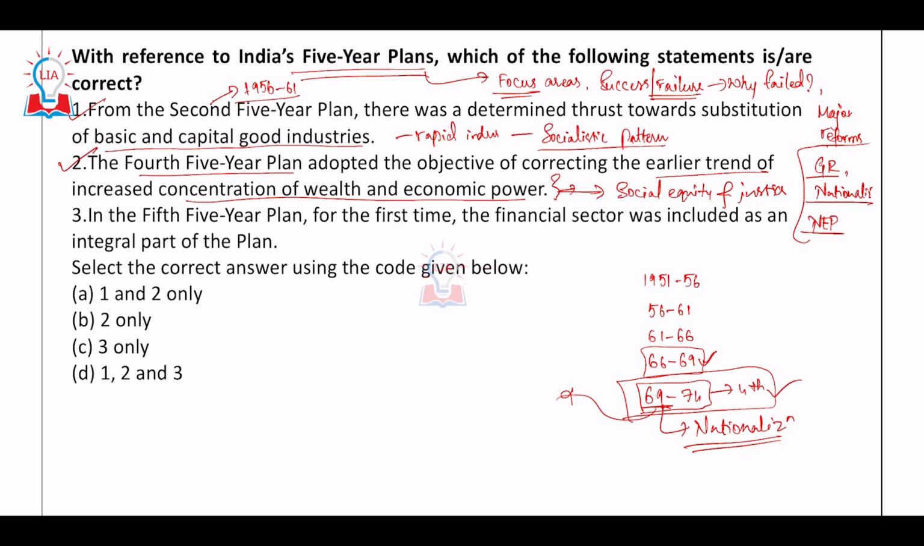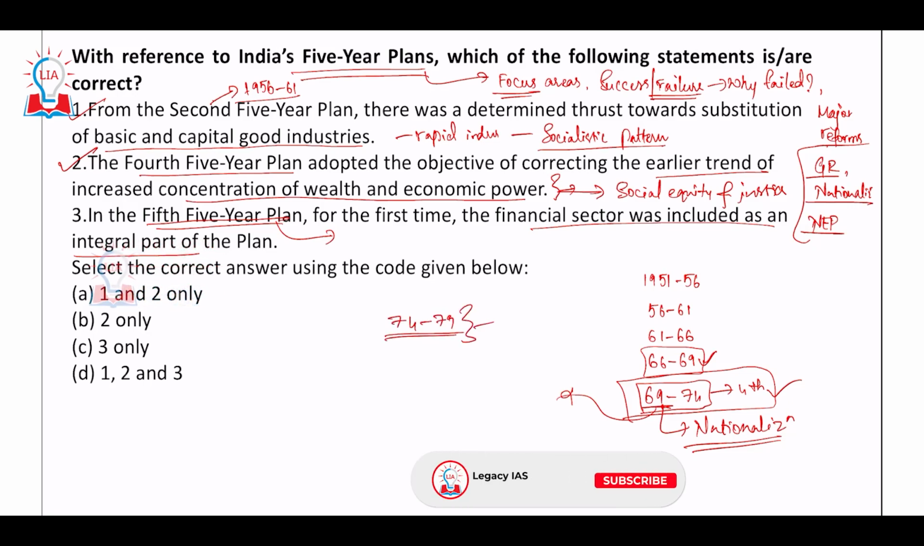And the third statement says the fifth 5-year plan, for the first time, included the financial sector as an integral part of the plan. This cannot be so. Why? Because the fifth 5-year plan would be from 74 to 79. This plan did not include financial sector reforms, because financial sector reforms as a whole were not a main thing till we came to almost 1991. This was not the focus area at all. So the third statement you can directly remove. So the answer would be 1 and 2 only.